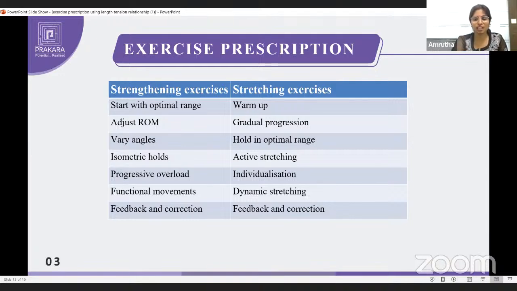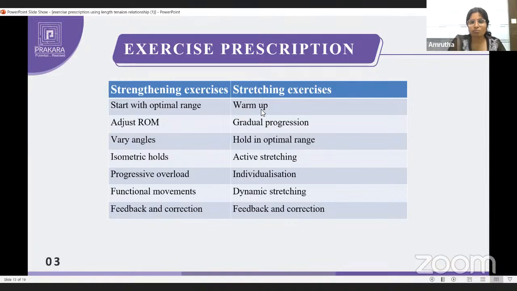There's a saying, action speaks more than words. It actually speaks more than words here, and the patient from next time at least will start listening to you. Next, coming to stretching exercises. So again: warm up, gradual progression, hold in optimal range.